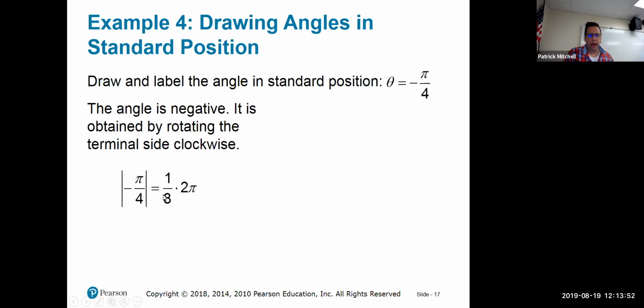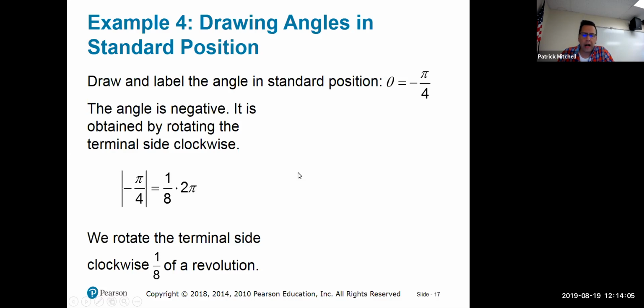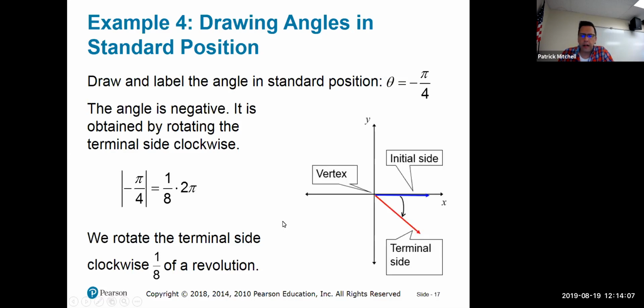Okay, and they're just reminding you here that if it was pi over 4, that would be 1/8 of a revolution. So they're saying to go 1/8 of a revolution clockwise. So that looks like this. This is the angle theta equals negative pi over 4. Okay, so I think we have 2 more examples like that.